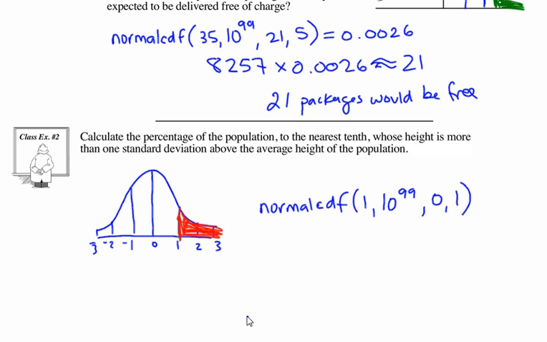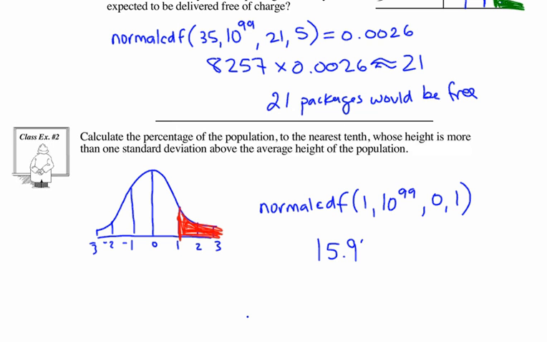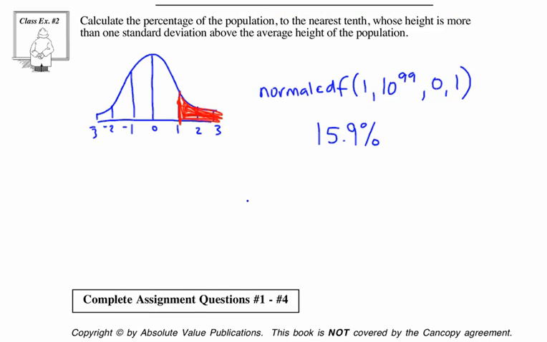It says calculate the percentage to the nearest tenth. So for percentage, we take our number and times it by 100. So 15.9% of the population is always 1 standard deviation above everybody else. So that's the first part of this lesson. This lesson will be broken up into 2 parts, so this is the finishing of the first part.